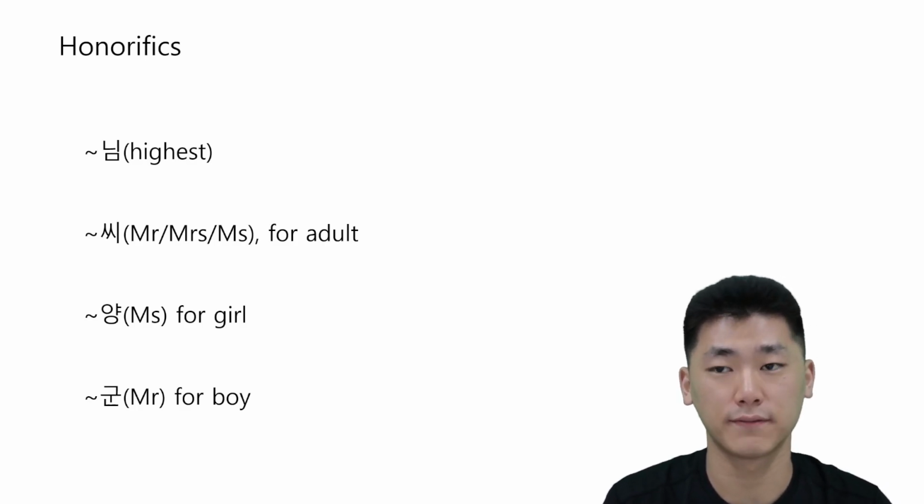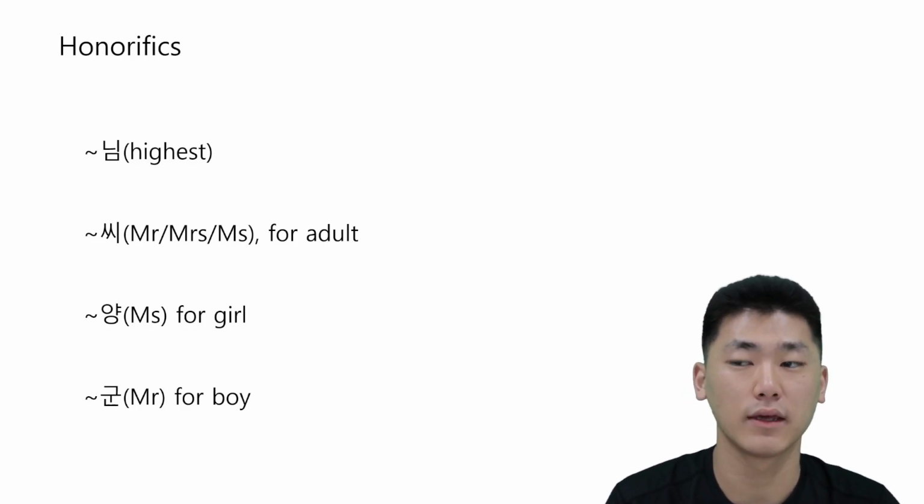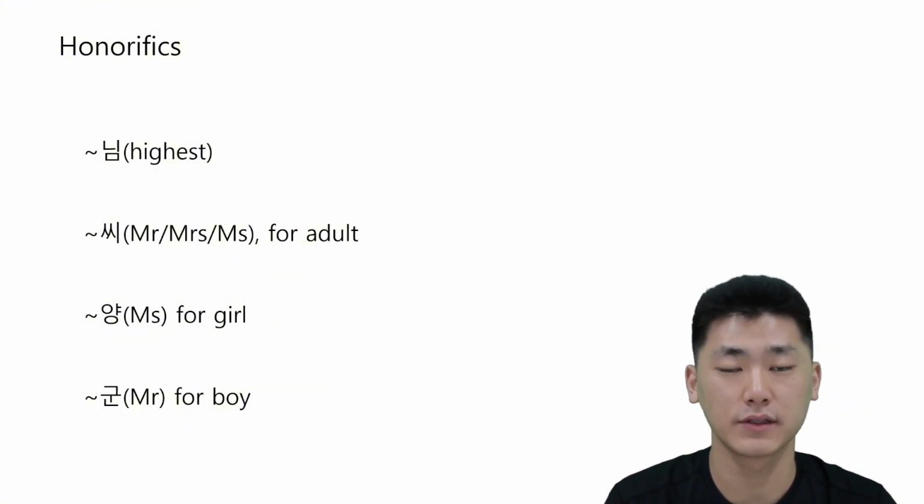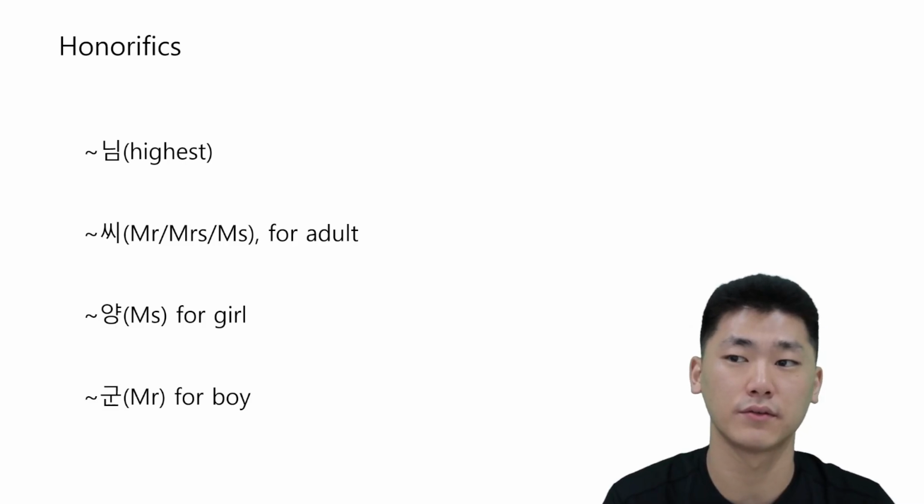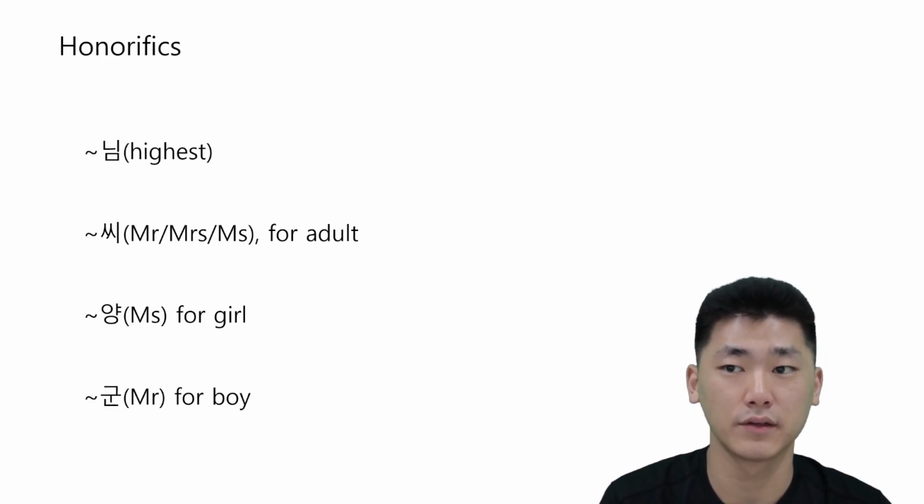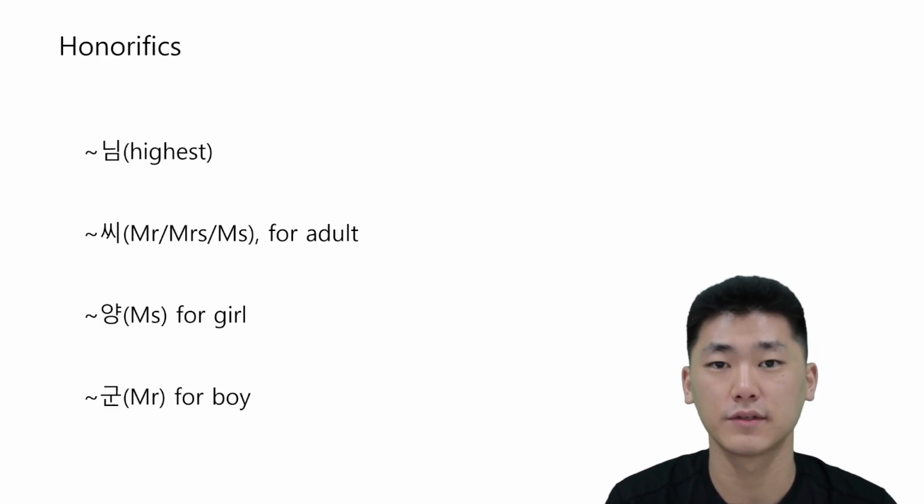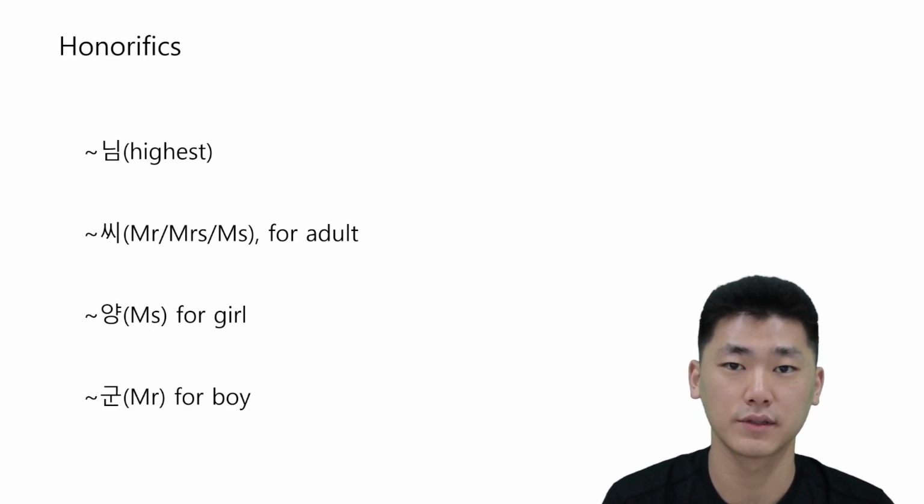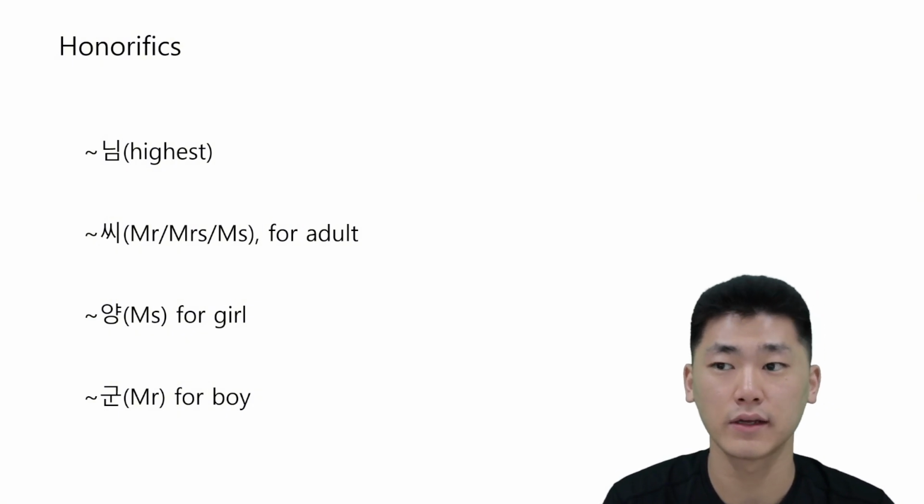So when people first meet each other, we can use the honorific 님, which is the highest honorific in Korean. So you can use it for listeners who are adults and older than you. And if the listener is an adult but younger than you, you can use 씨. And for younger listeners, you can use 양 for females and 군 for males.